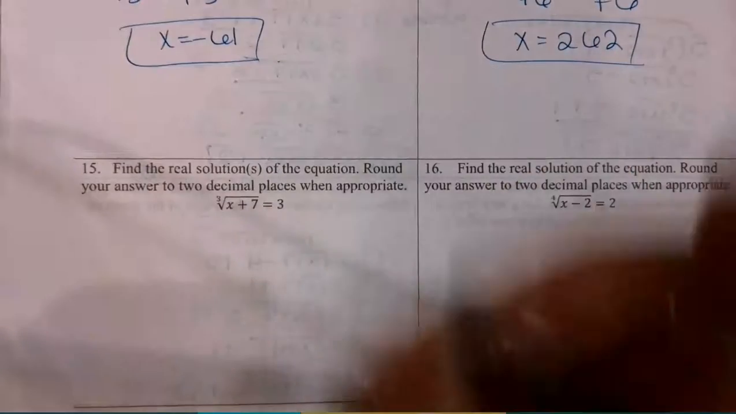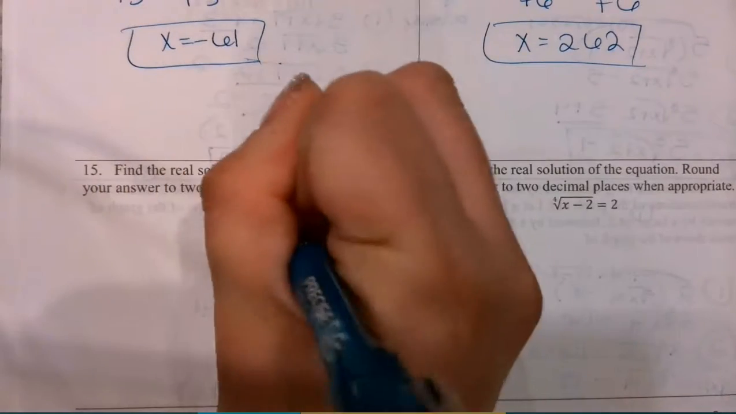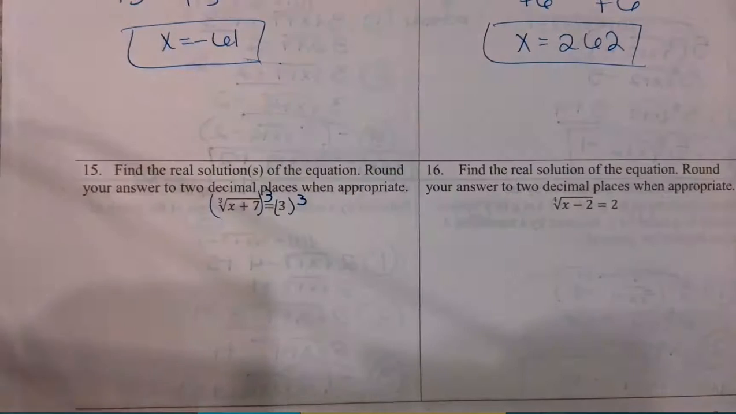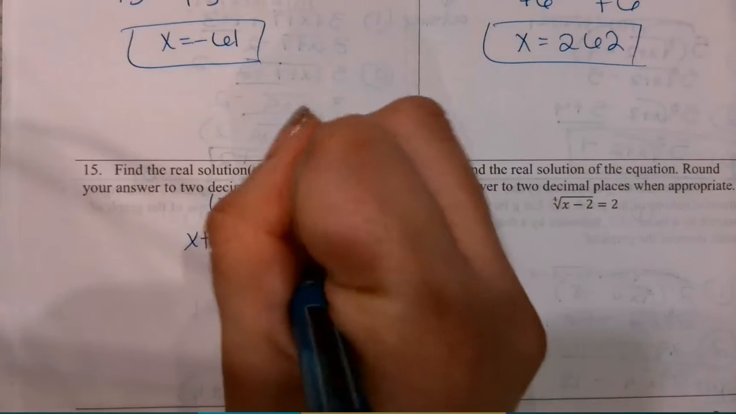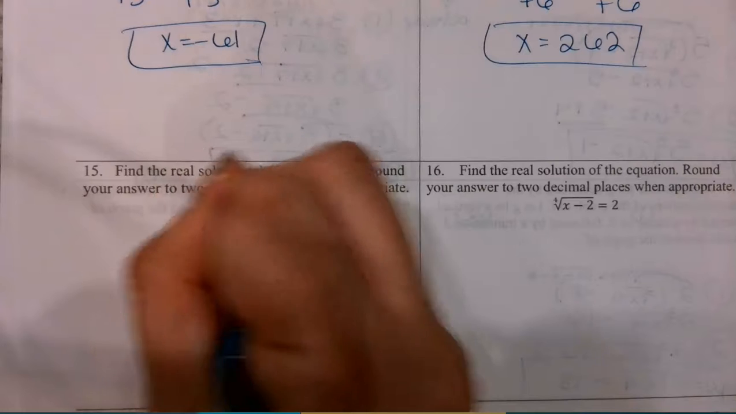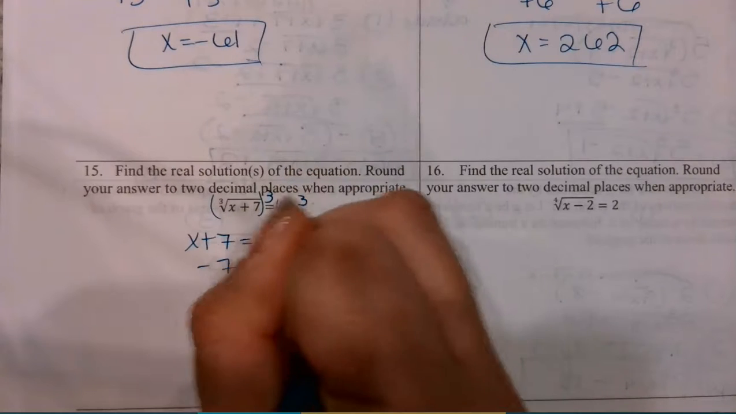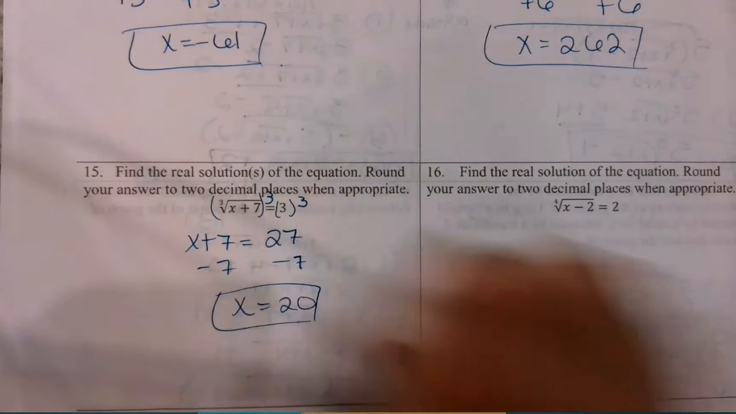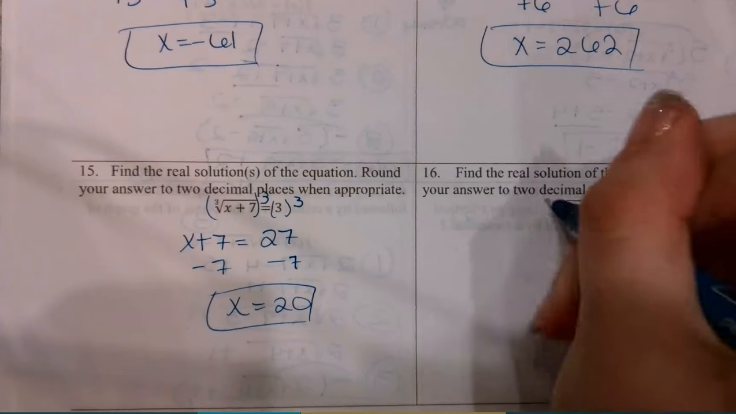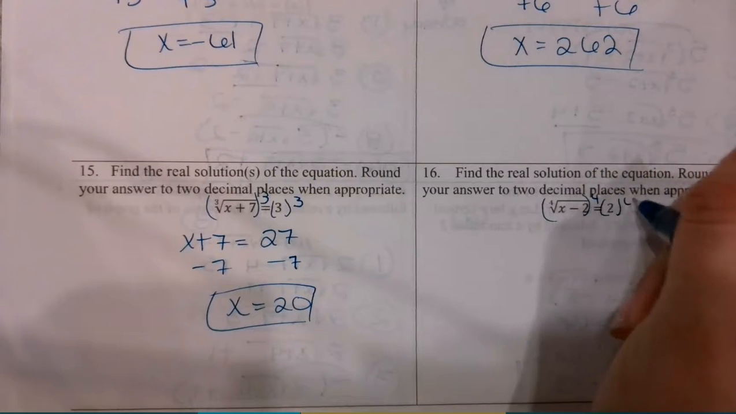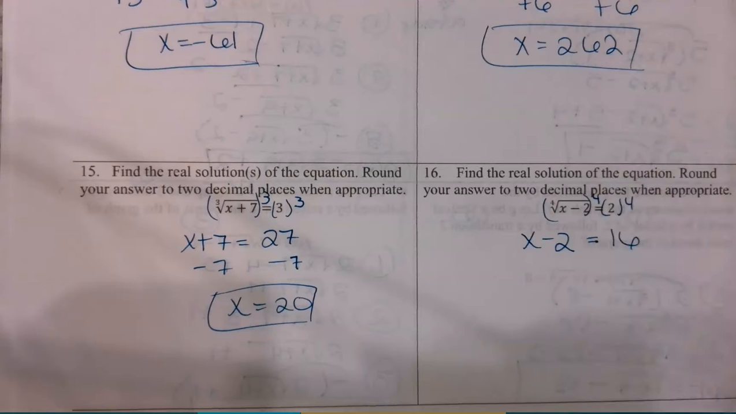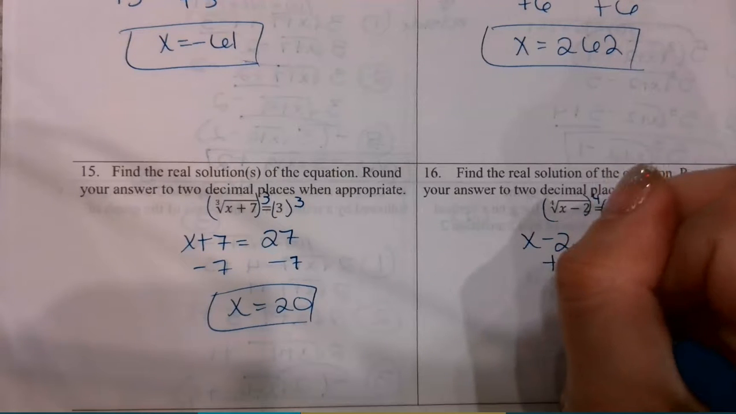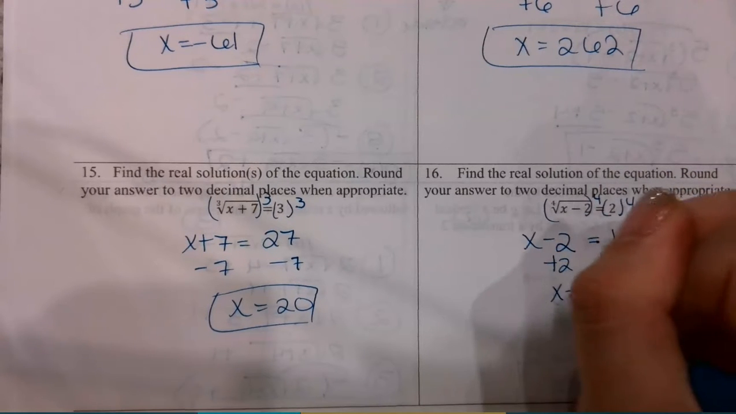Okay, 15 and 16 are going to work the same way. 15, I cube both sides. I get x plus 7 on the left. 3 cubed is 27. I subtract 7 on both sides. x equals 20. Over here, raise it to the 4th power. I have x minus 2 equals 16. I add 2 to both sides. x equals 18.